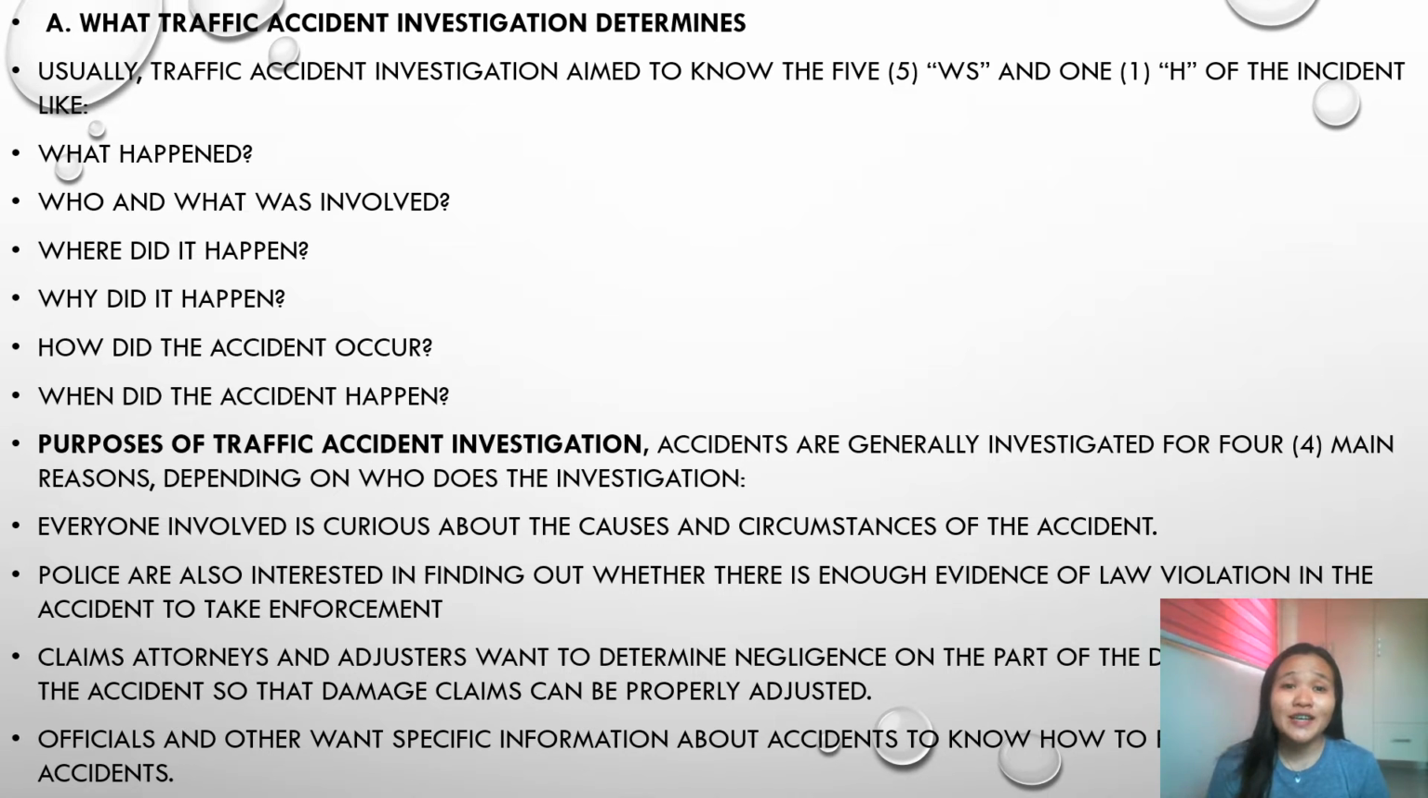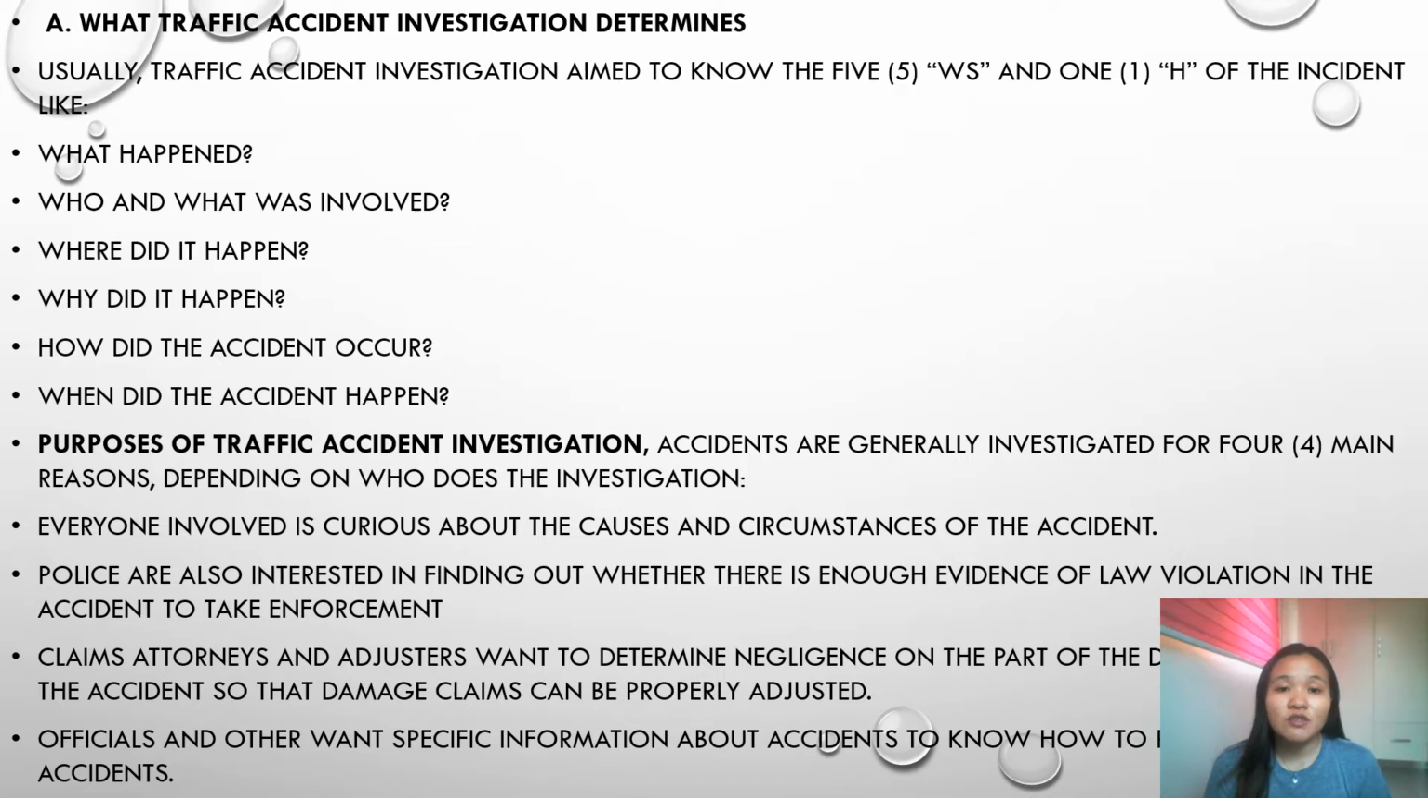Usually, traffic accident investigation aims to know the 5 W's and 1 H of the incident, like what happened, who and what was involved, where did it happen, why did it happen, how did the accident occur, and when did the accident happen. So, yan yung 5 W's and 1 H na kailangan natin para ma-determine natin kung paano nangyari yung accident na yon at kung sino yung nandoon sa accident na yon.